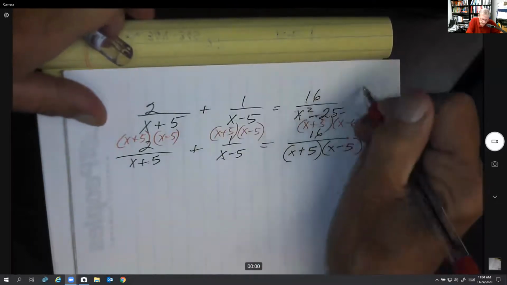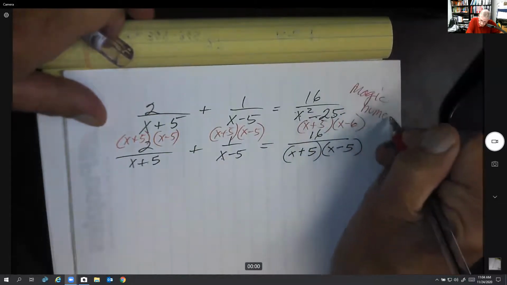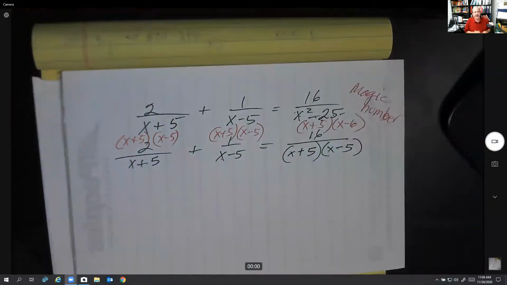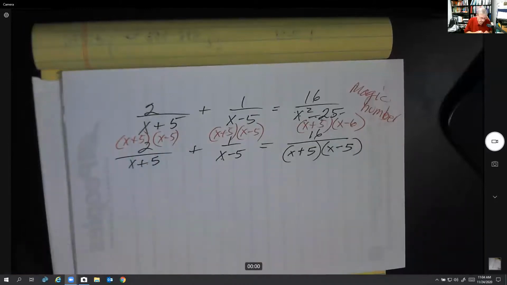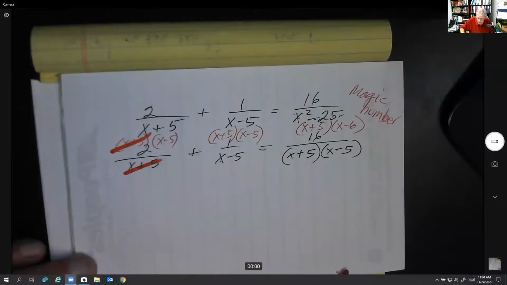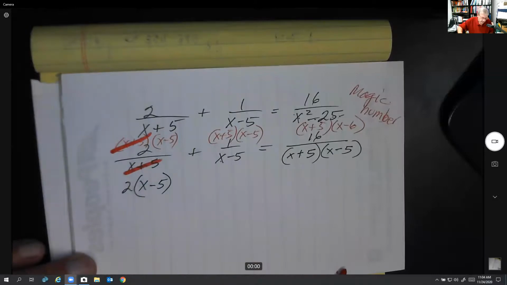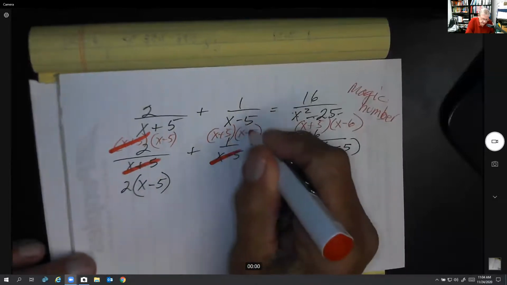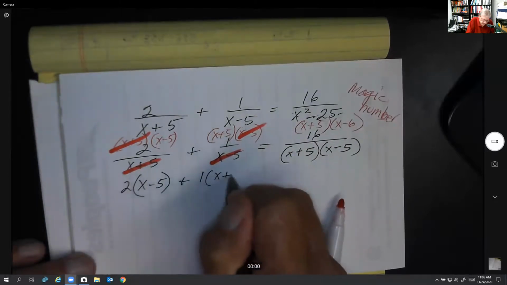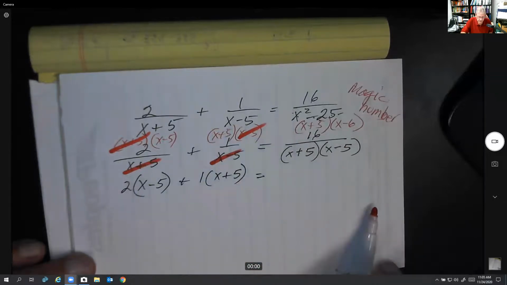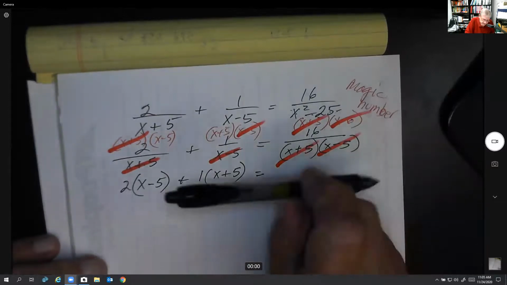Magic number. Okay, I got the magic number down there. This should work on all these terms. So, cancels, cancels. What do I have? 2 times x minus 5. X minus 5 cancels out x minus 5 plus 1. I'm just going to write the 1 down. X plus 5 equals, cancels, cancels. Wonderful. That's what I want. 16.